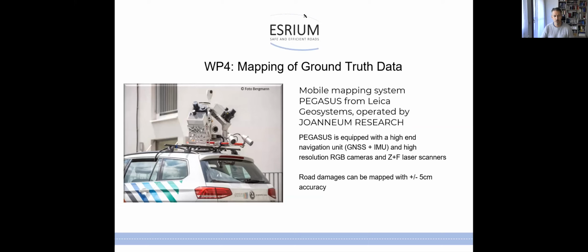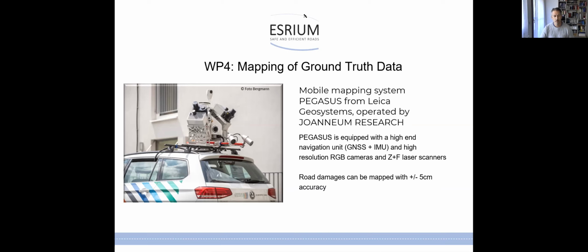You can see the system has 2 laser scanners on it. They are very accurate. They generate very dense point clouds. And also you have very precise navigation units on the system. So you can locate everything you measure very precisely on the road.